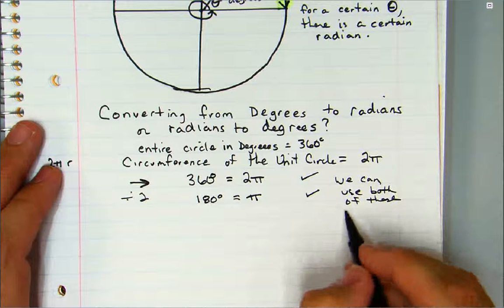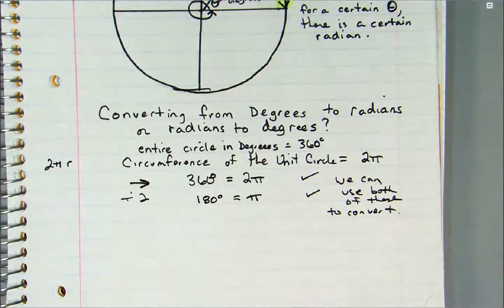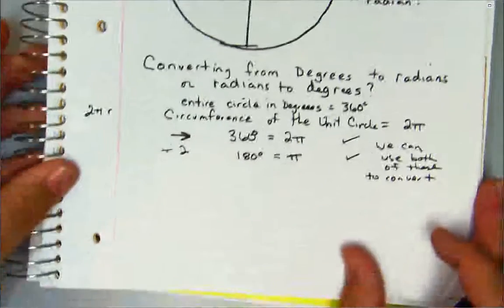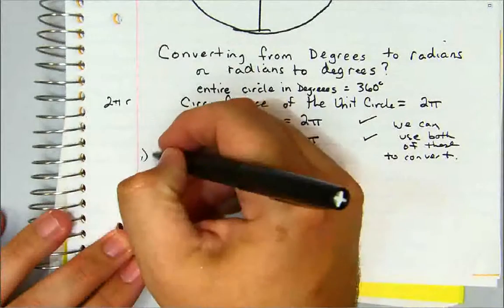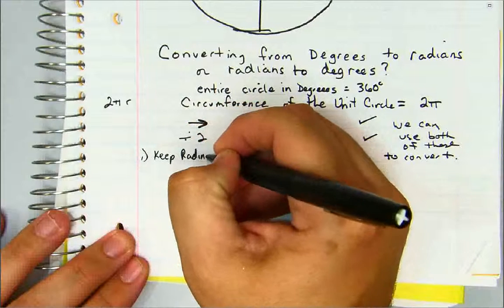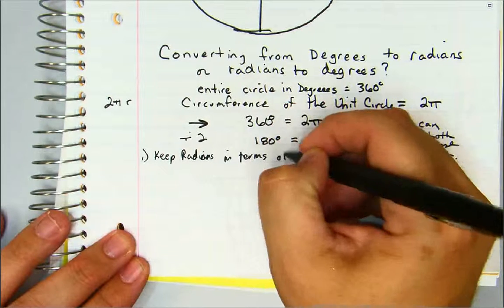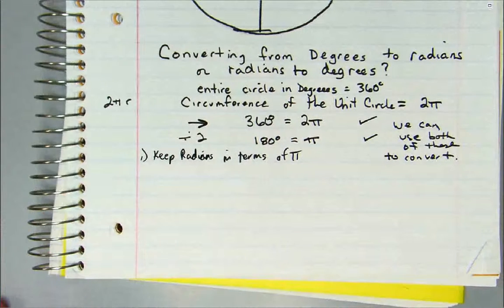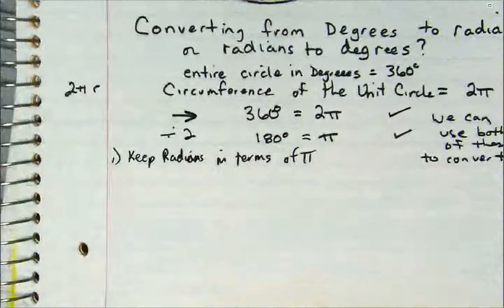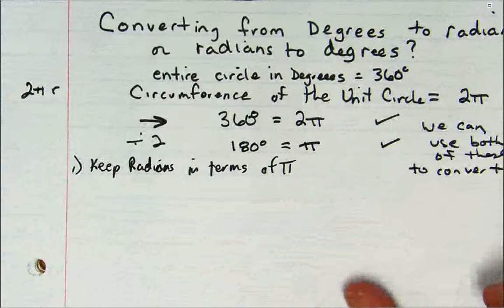We can use both of these to convert, whether it's degrees to radians or radians to degrees. And we always want to keep things in terms of pi. So, before we even get started, keep radians in terms of pi. I can zoom in a little bit on that one. So keep radians in terms of pi, and I apologize for my poor handwriting.